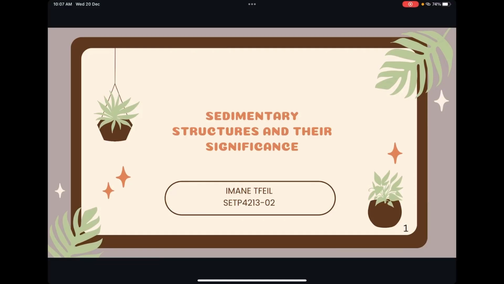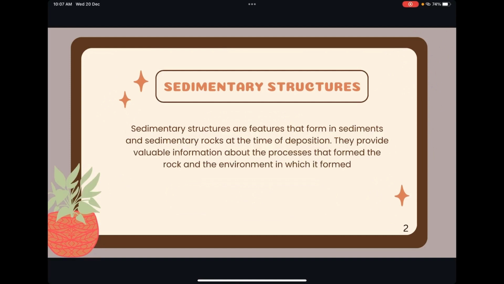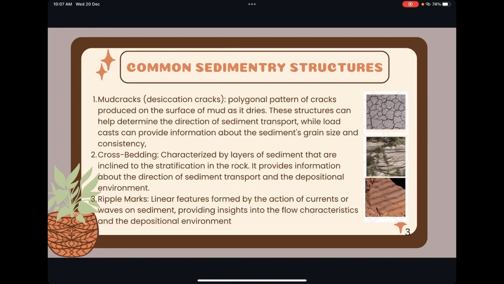Sedimentary structures and their significance. So first, let's start by identifying sedimentary structures. Sedimentary structures are features that form in sediments and sedimentary rocks at the time of deposition. They provide valuable information about the processes that formed the rock and the environment where it formed. So first, let's start with common sedimentary structures.